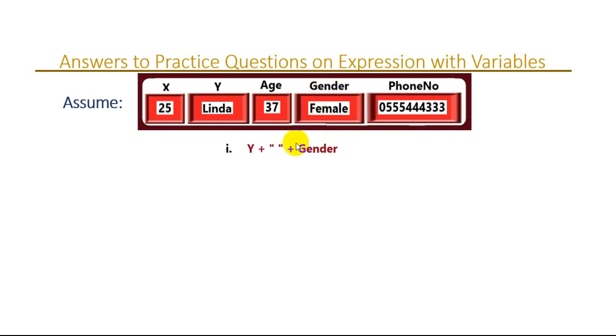If there were double quotes here, then we would not be referring to the variable, we would be referring to the word gender and the word y. But we don't have double quotes, so we are referring to the variable. So y is now replaced by its value. Y is actually the word Linda in double quotes, because that's alphanumeric.